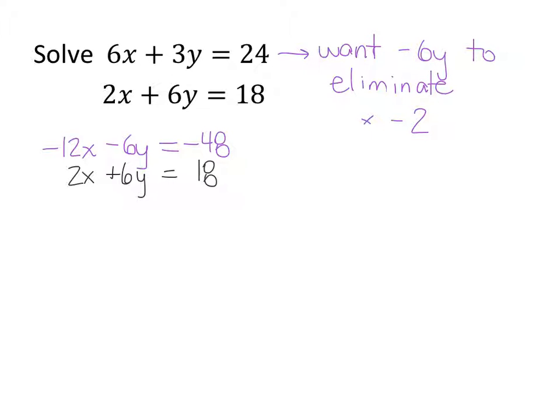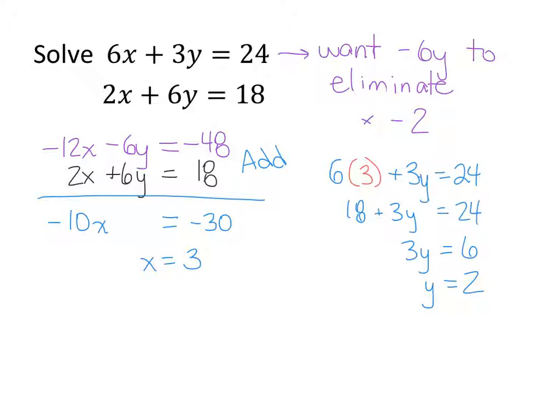Now we're ready for the elimination piece. And in this case, with our negative 6y's and positive 6y's, we're going to think about adding these equations together. Negative 12x adding 2x will leave us with negative 10x. Negative 6y adding 6y gives us 0 y's, and negative 48 adding 18 leaves us with negative 30. So if negative 10x is equal to negative 30, dividing both sides by negative 10, x must be equal to 3. We're going to take that answer and use it to help find the value of y.